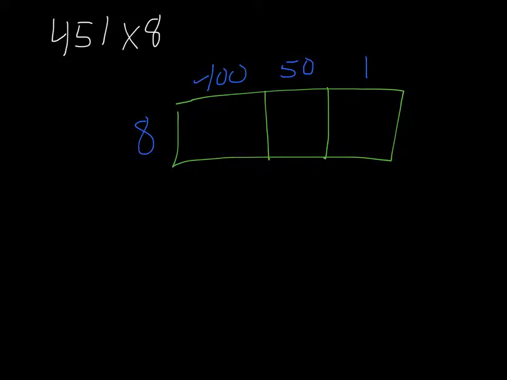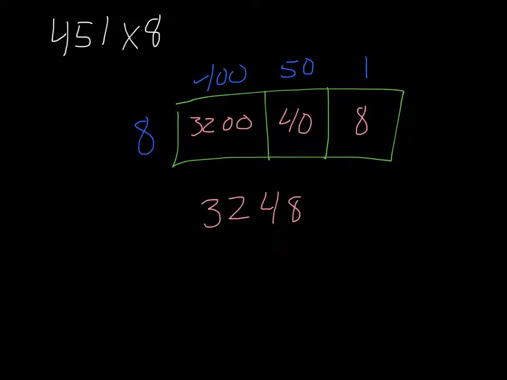8 times 400. Okay, think of it as 8 times 4, which is 32, and it's 32 hundreds. 8 times 50, or 8 times 5 tens. 8 times 5 is 40, 40 tens is 400. 8 times 1, which is 8. And then we just add everything together, so we will have 3,248. Now that's solving it using the area model.